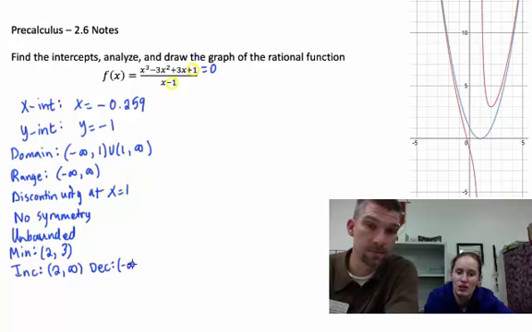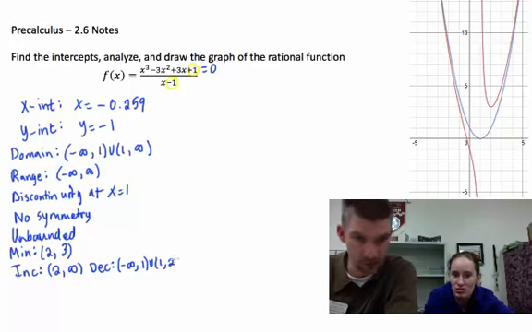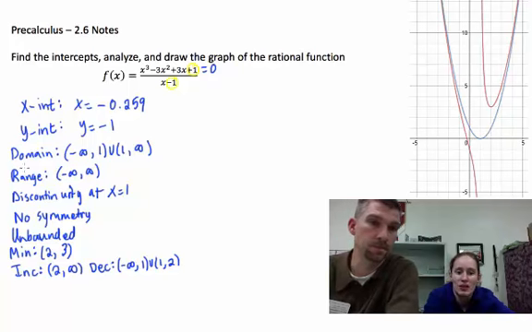Now we can go on decreasing from negative infinity until our asymptote, which is at 1. And then we can go from 1 until we get to our minimum, which is 2. And that's where it's increasing.